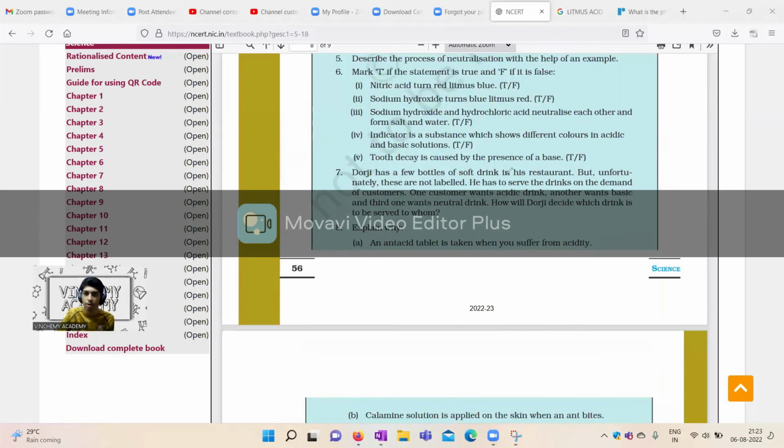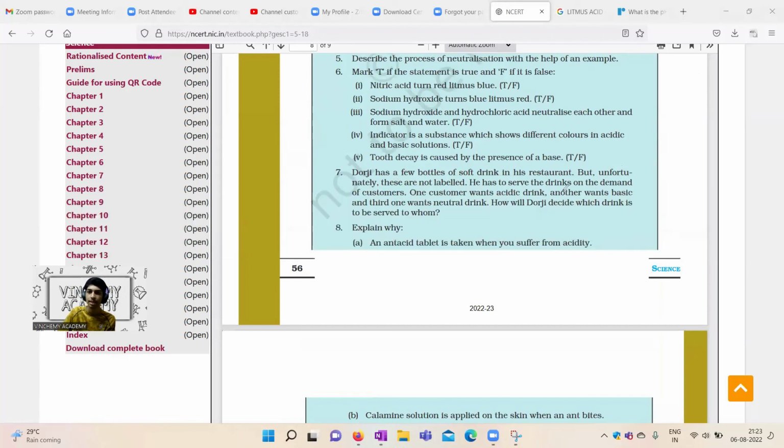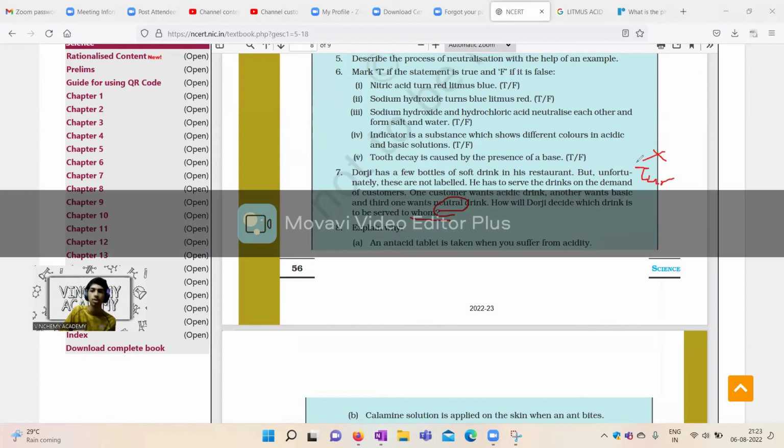A shopkeeper has a few bottles of soft drink in the restaurant. Unfortunately, these are not labeled. You have to serve the drinks on the demand of customers. One customer wants acidic, another wants basic, and a third wants neutral. So again, you can use some indicator for these things. Whenever something neutral is mentioned, do not use turmeric. It's not a good indicator. Go with some other indicator like litmus.